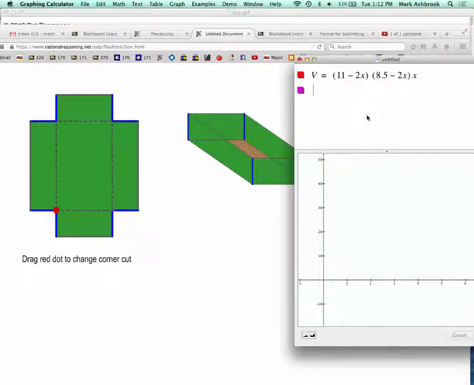So we want 11 minus 2 times 0.5, times 8.5 minus 2 times 0.5, times 0.5. That's 37.5 cubic inches. And now let's do 2.5. So I'm going to change all these 0.5s to 2.5. That's 52.5. So we see, at the beginning anyway, as you increase the side of the square cutout, the volume is going up. The volume is going up from 37.5 when the cutout is 0.5 to 52.5 when the cutout is 2.5 inches.